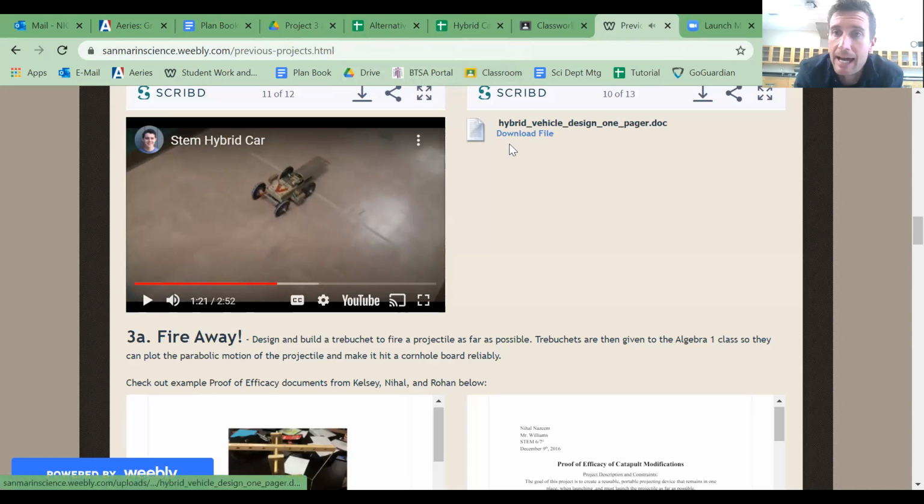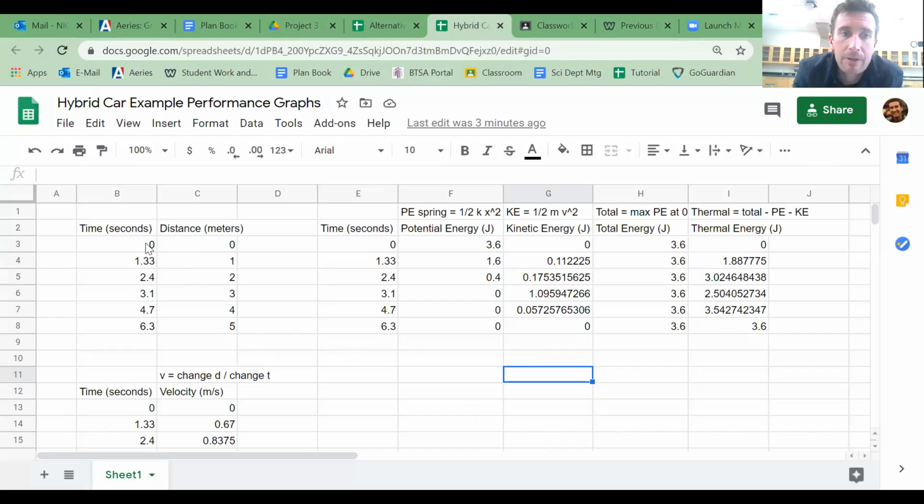After looking at that, we were able to go in and take a look at this spreadsheet. So we created the spreadsheet and we started by doing distance. I marked out my distance first, 0, 1, 2, 3, 4, 5 meters. And then from the distance, I marked out the time. Let's see if I can zoom this in at all. Nope.